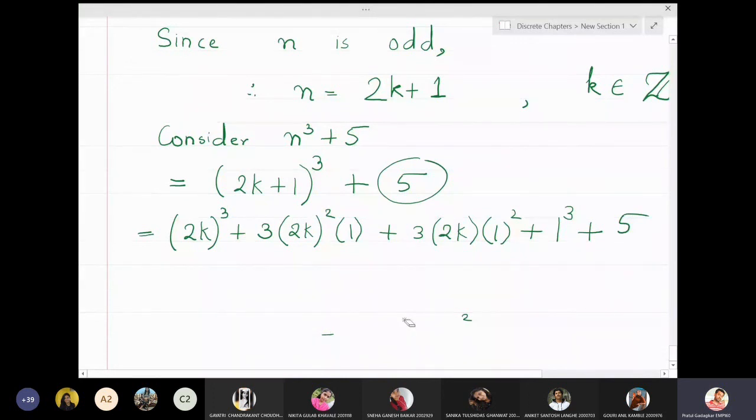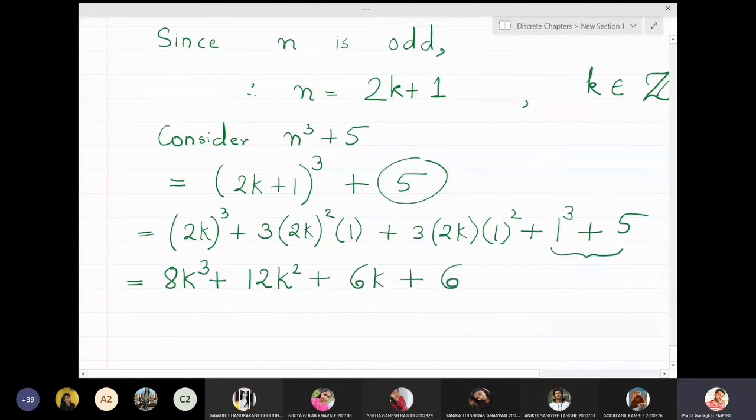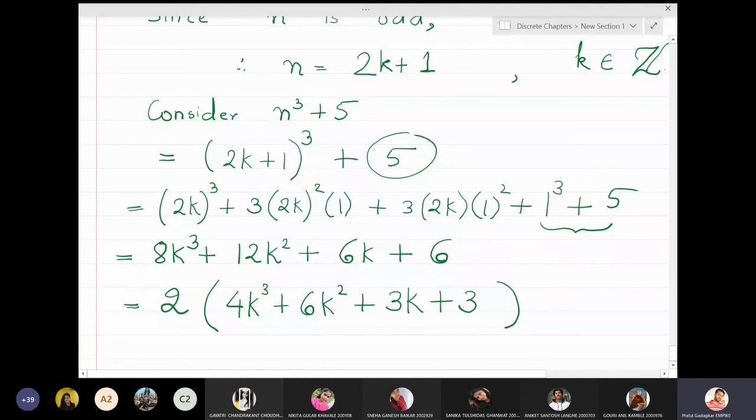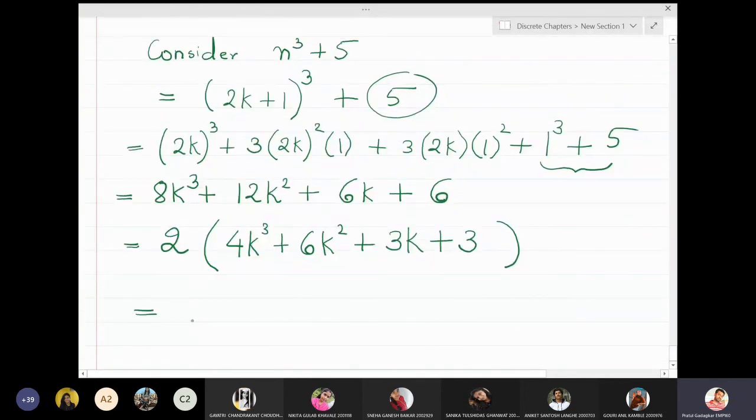So the next step will be equal to 8k cube plus 3 into 4 is 12k square plus 6k plus 6, because 1 plus 5 is 6. So can I take a 2 common from all of these? So 2 is there. Why am I taking 2 common? Because I want to show that it is even, so I want 2 times something. Whatever remains, I will put inside the bracket: 4k cube plus 6k square plus 3k plus 3, and this I'm going to call k dash, where k dash is this big number which I don't care about because it is some integer. So this is again some integer.